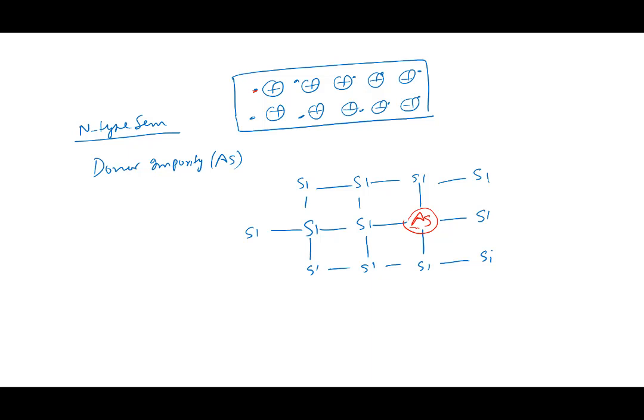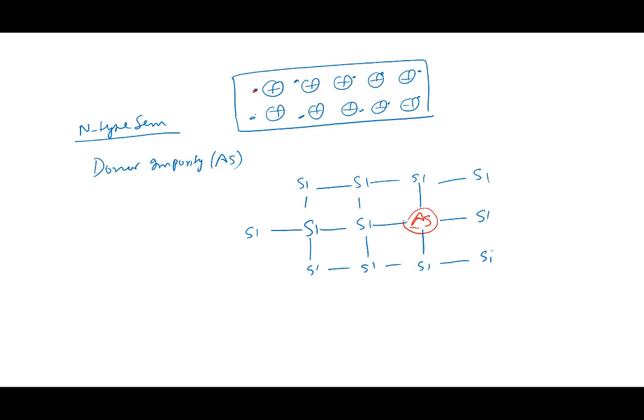What picture are you carrying about N-type silicon? That you have all these arsenic atoms, and they're all positively charged. Why are they positively charged? Because they've lost an electron. And where has that electron gone? The electron has gone to the whole lattice. It no longer belongs to the arsenic itself.